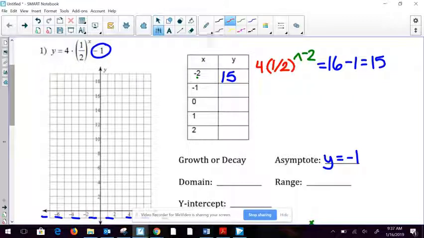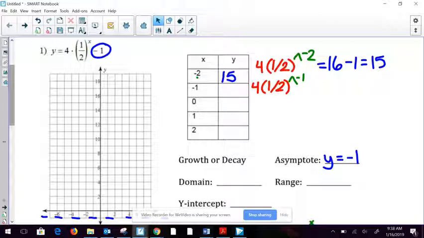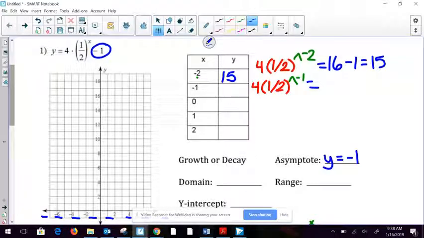I'm going to go through those same steps for each number. 4 times with parentheses, 1 over 2. Now I do my exponent button, -1. I hit the equal sign. That gives me 8. I minus my asymptote equals 7. Hit pause now and try to enter the rest of your values. Then come back and make sure you got them correct.